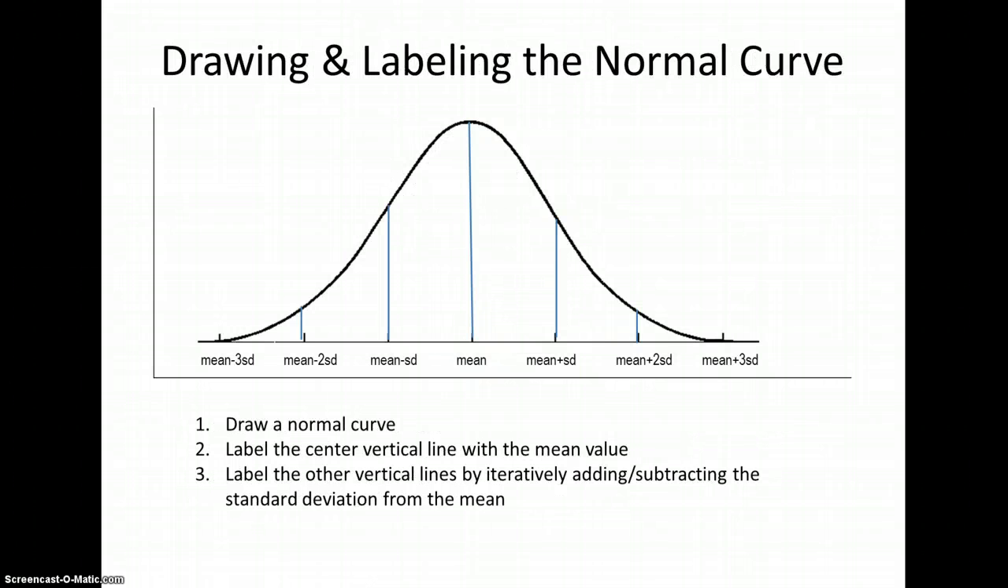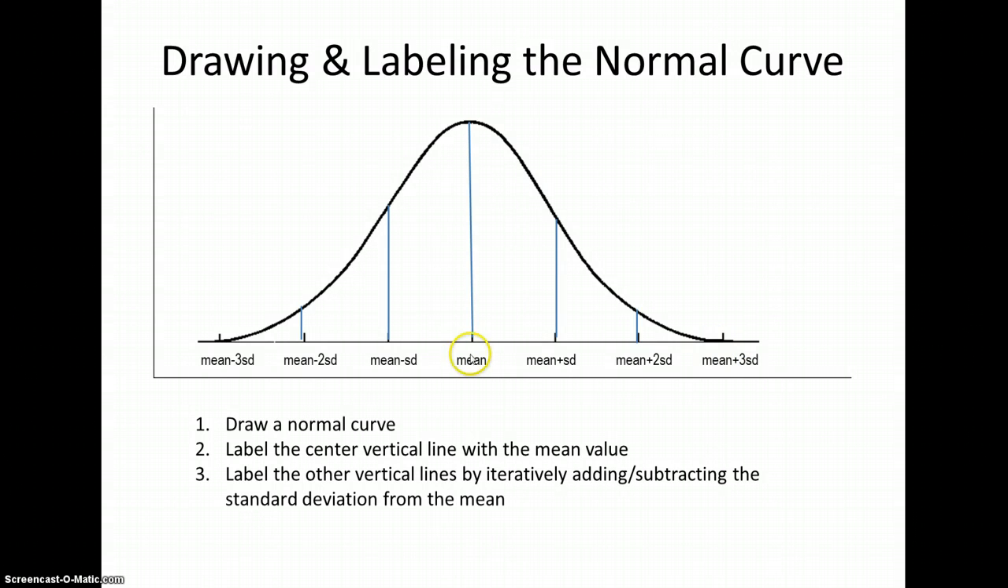Drawing and labeling the normal curve for a specific problem or data set. First, we draw a normal curve, as here. We place the 7 blue vertical lines to designate the standard deviation measurements. We label the center vertical line with the mean value at the bottom.